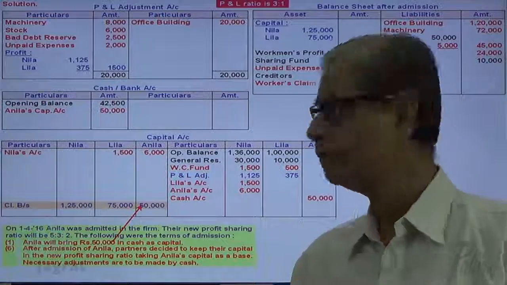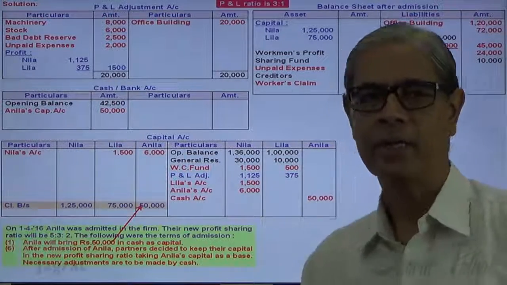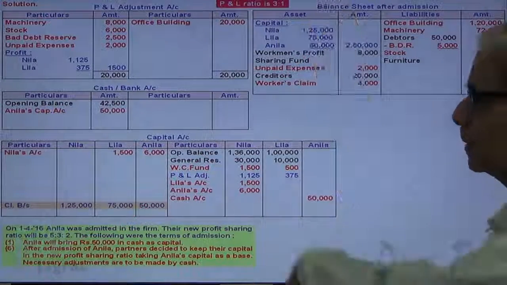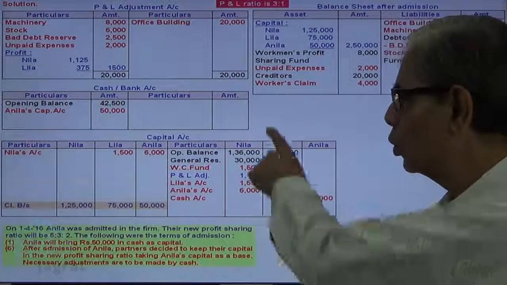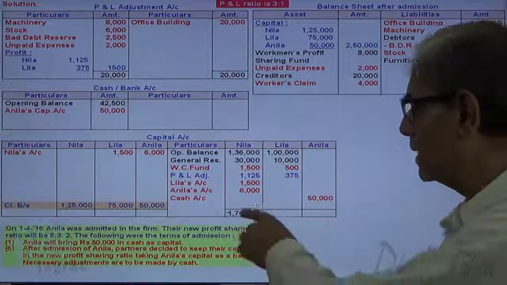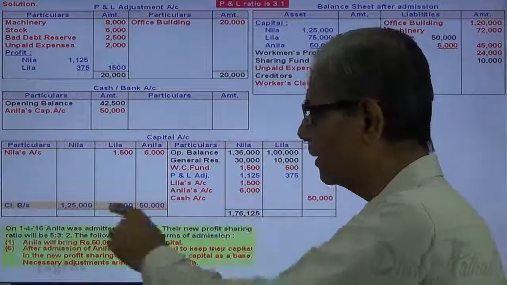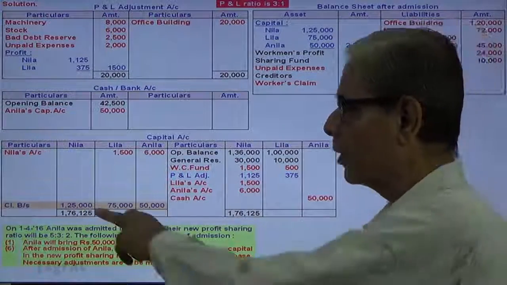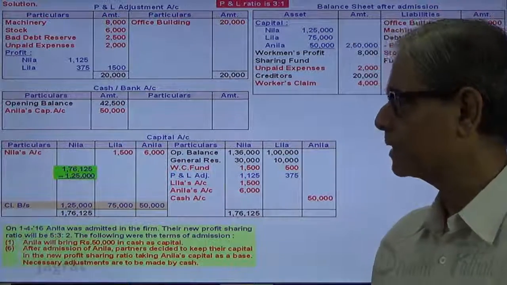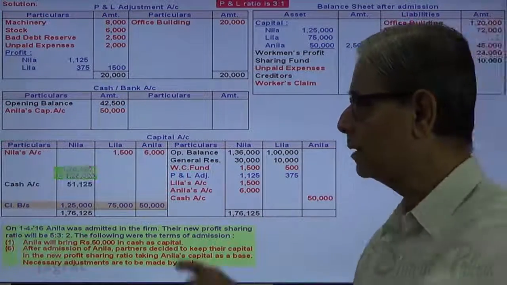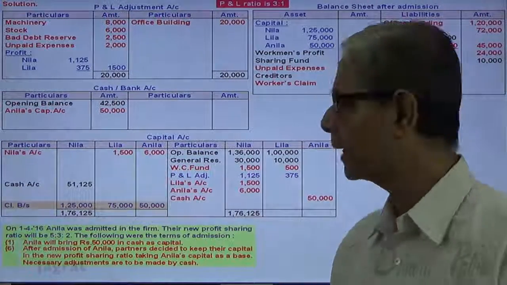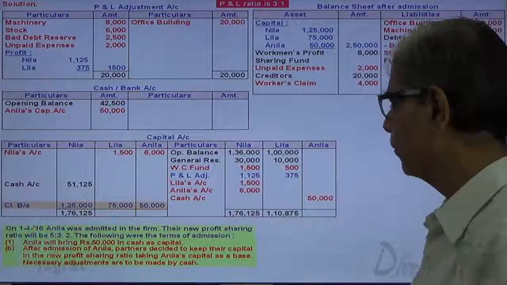Now, how much is the adjustment to be made in cash account? Let us work it out. So this is the capital of partners. Now, total of Neela's credit side works out to be 1,76,125. That I'll write here. And from 1,76,125, I'll deduct 1,25,000. So this is the capital that will be given back to Neela. So Neela's capital account debit to cash account credit.